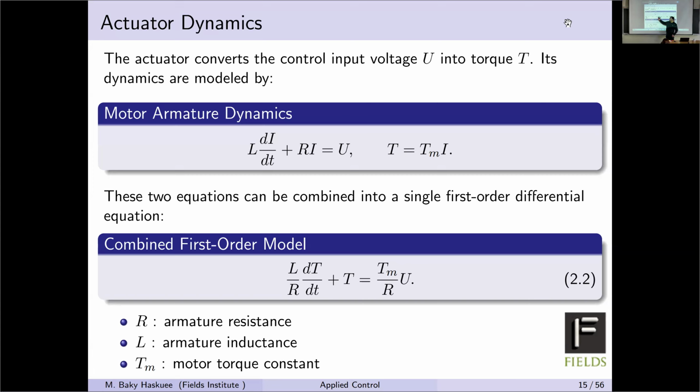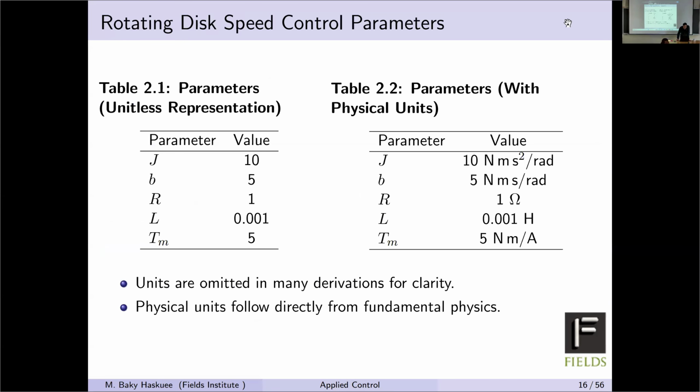Sometimes we can say it is ignorable and we can ignore it. I will show you that we will simplify that. And Tm, as I explained, is a constant for the motor torque. It means that the current will be converted or mapped into the torque by this constant. So here is the combined first order actuator model. The previous one was the actual one, and here we have some parameters.